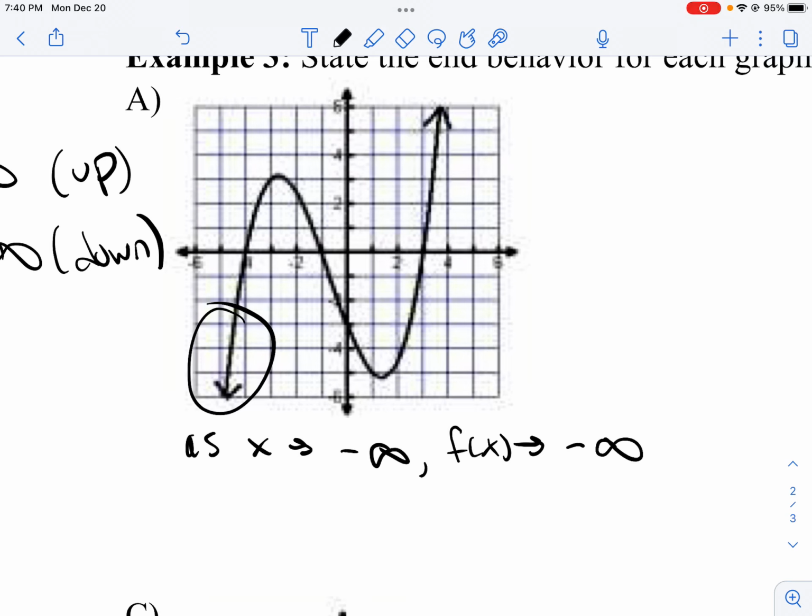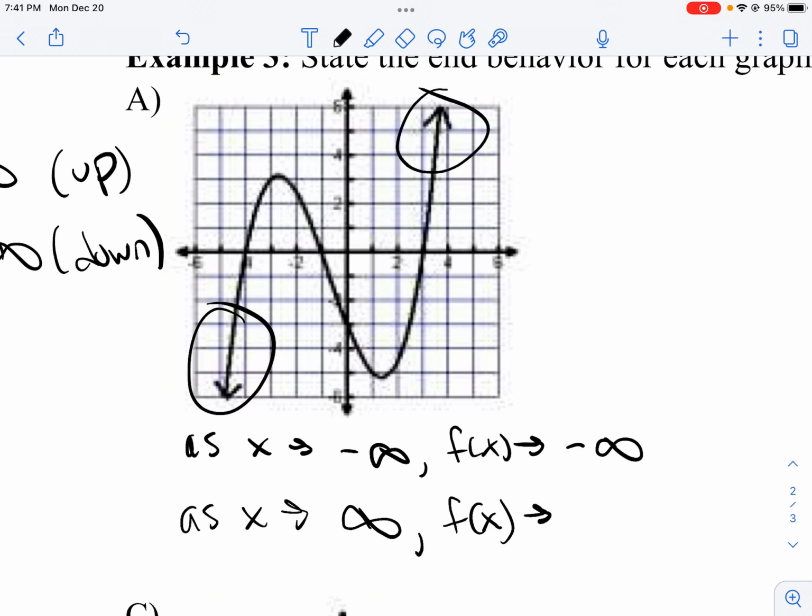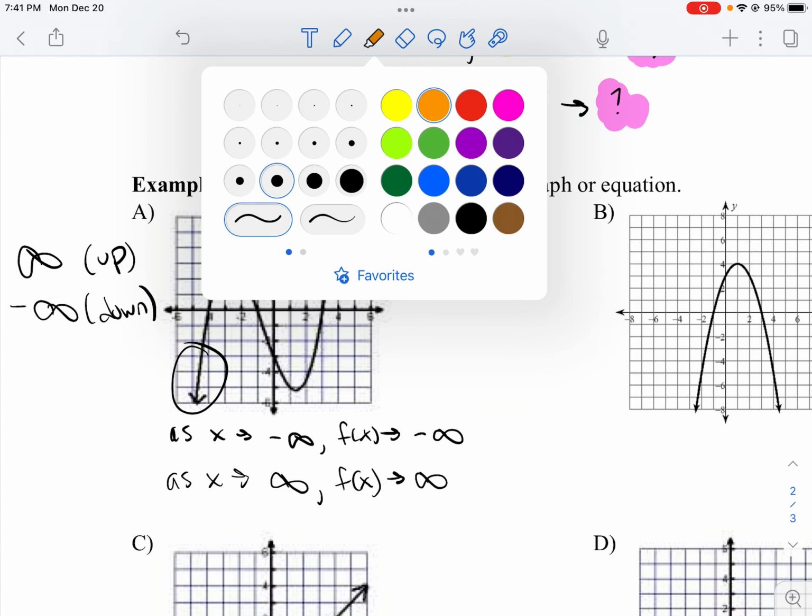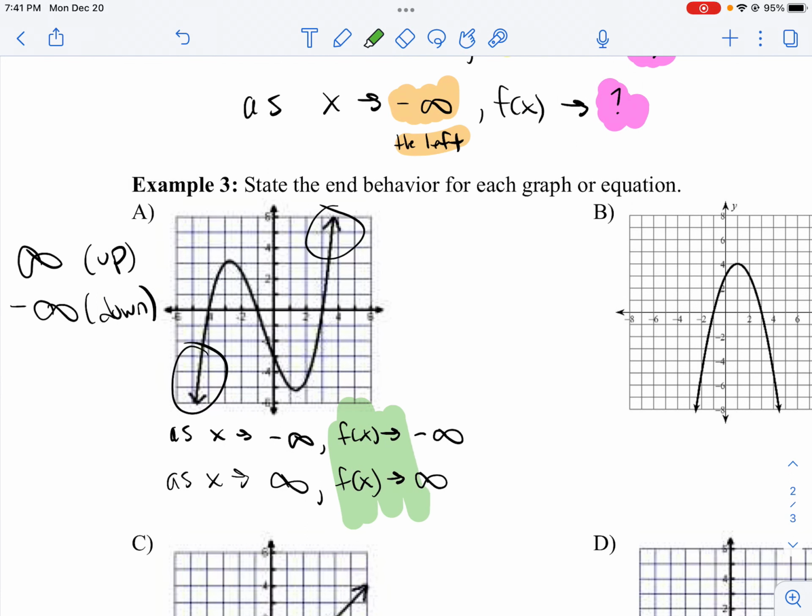And then we do it for the other direction as well. So as x goes to the right, or positive infinity, our y, f of x, is going, well, notice the arrow is pointing upwards, so our y is going up. And that's it, that's the answer. That's all end behavior says. It's really just saying, what is your y doing? So specifically this is the portion that you're filling out.